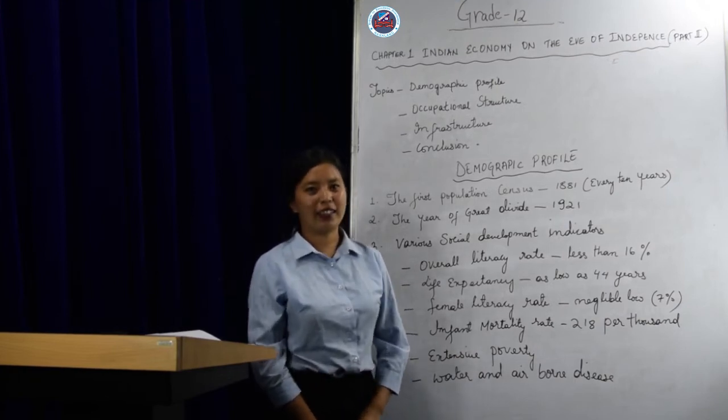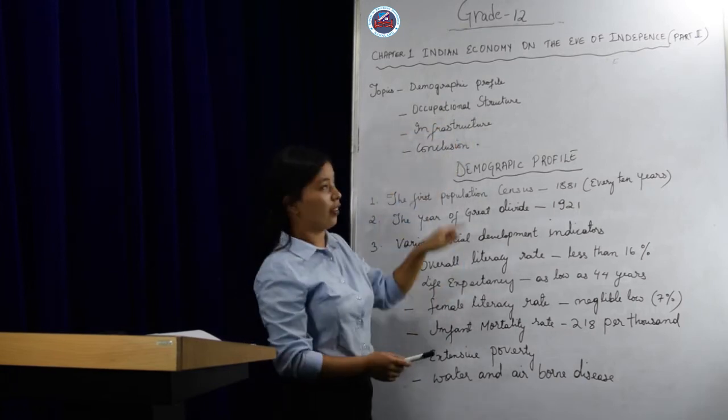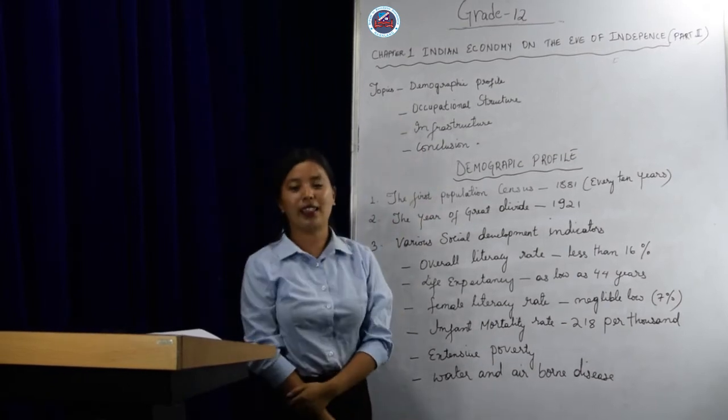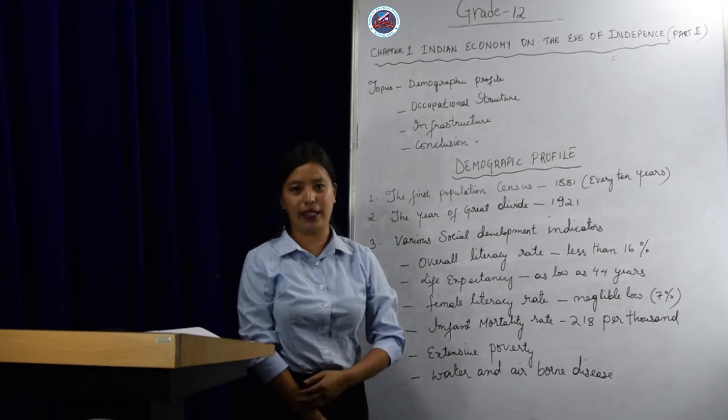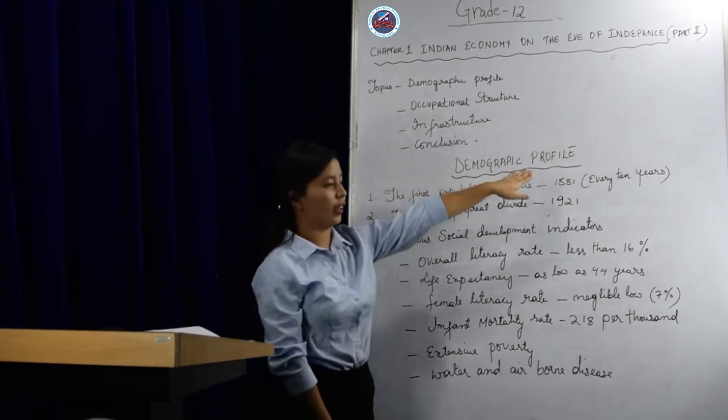Today we'll be learning the topic demographic profile, occupational structure, infrastructure, and the conclusion of this first chapter, that is Indian economy on the eve of independence. So let us quickly go to the first topic, demographic profile.